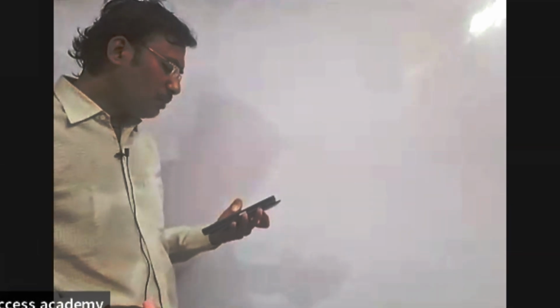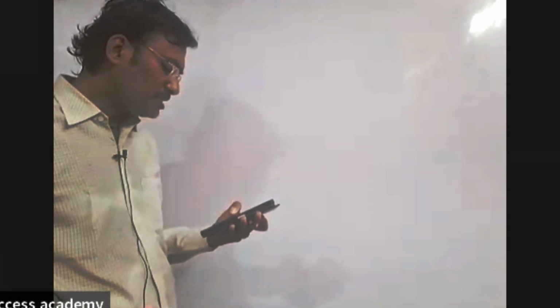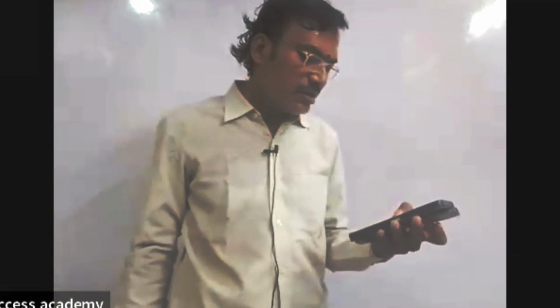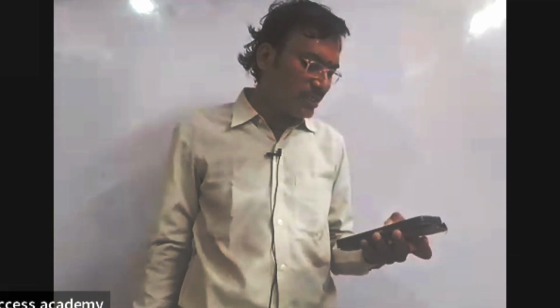A uniform wire of resistance R is bent in the form of a circle. Two points P and Q are such that arc PQ subtends 60 degrees at the center, and another set of points X and Y are such that arc XY subtends 120 degrees at the center. The ratio of effective resistance across P and Q to the effective resistance across X and Y is. Here, this is the problem related to the two cases.